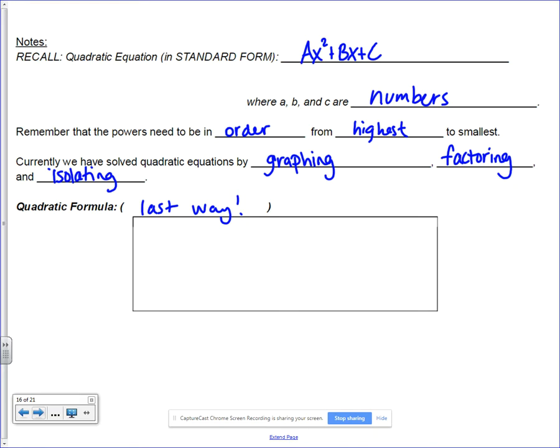Somebody remind me again, what does quadratic mean? We've been doing this for like a month now. There's going to be a max or min if it's a quadratic. How do you know if it's a quadratic? Highest power is 2. Good.